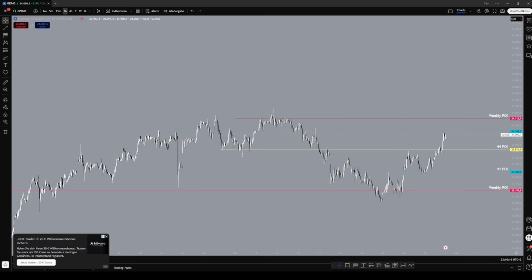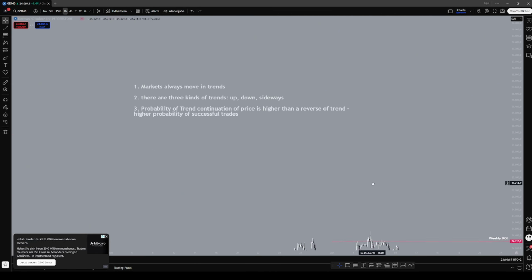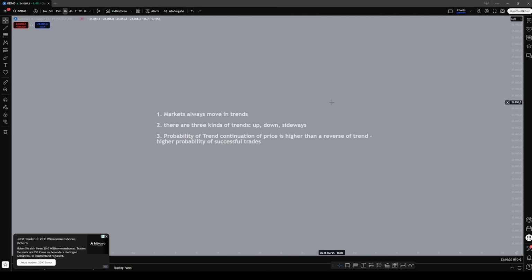First of all, I want to recall that markets always move in trends. We have three kinds of trends: uptrends, downtrends, and sideways trends. I think the last one, sideways trends, are mostly ignored by traders because, in my experience, and in the past, I also made this mistake.